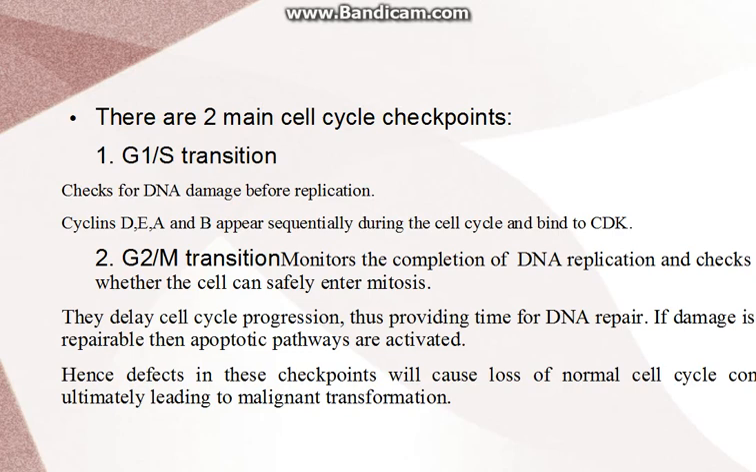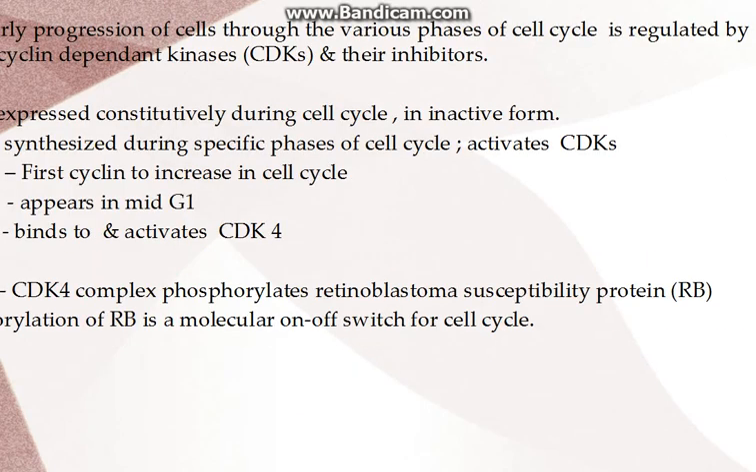If the DNA is not good, it can provide time for DNA repair, and then if the repair takes place, the cell can go for division. And if the damage is not repairable, then apoptotic factors are activated and the cell dies. But if the checkpoints, the molecules which are checking it, are defective, this will cause the loss of normal cell cycle control, and automatically it will lead to malignant transformation.